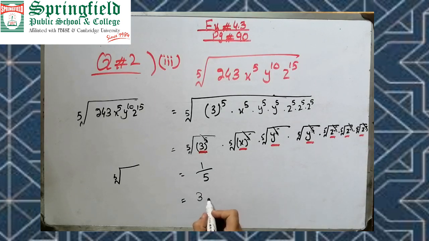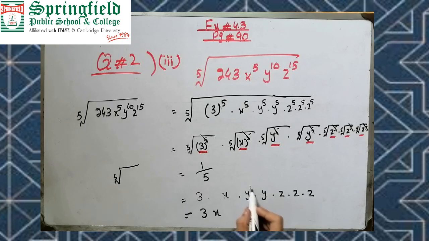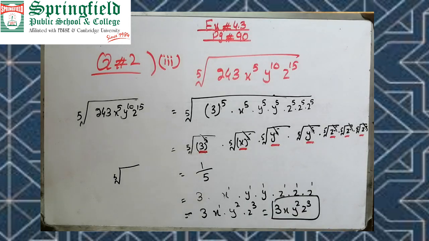3 x y y z z z. So 3 into x into y into y into z into z into z. This dot means they are multiplied. So 3 x y, the bases are the same, so powers will add. 3 x power 1 into y power 2 into z power 3, and it can be written 3xy^2z^3. This is your final answer.